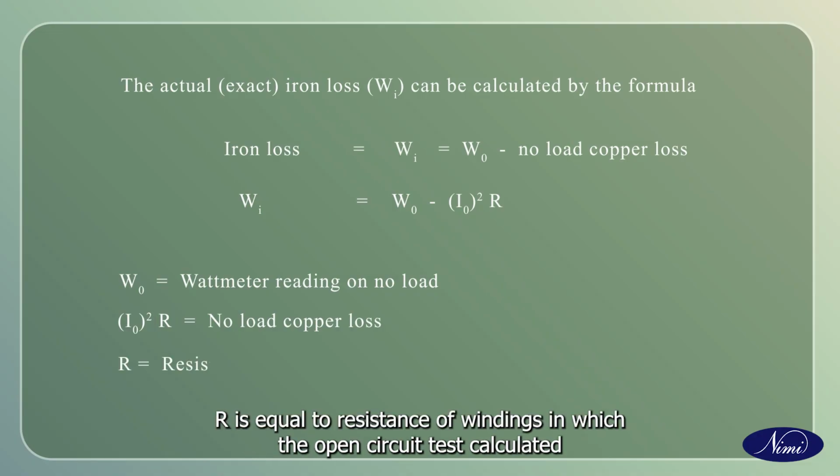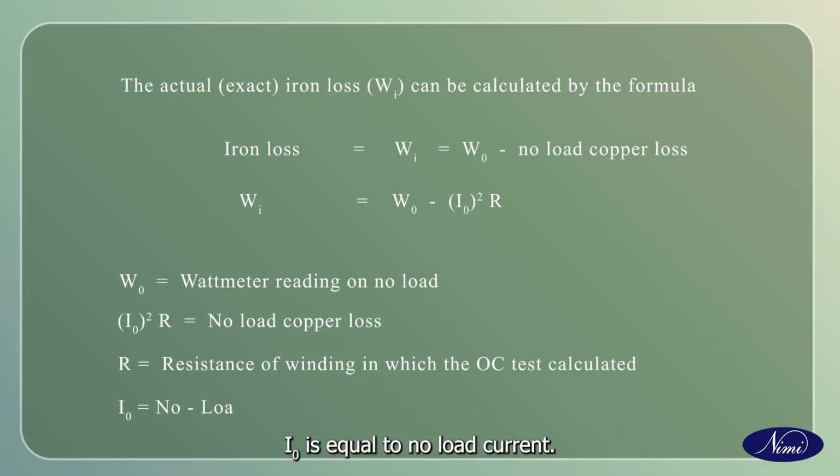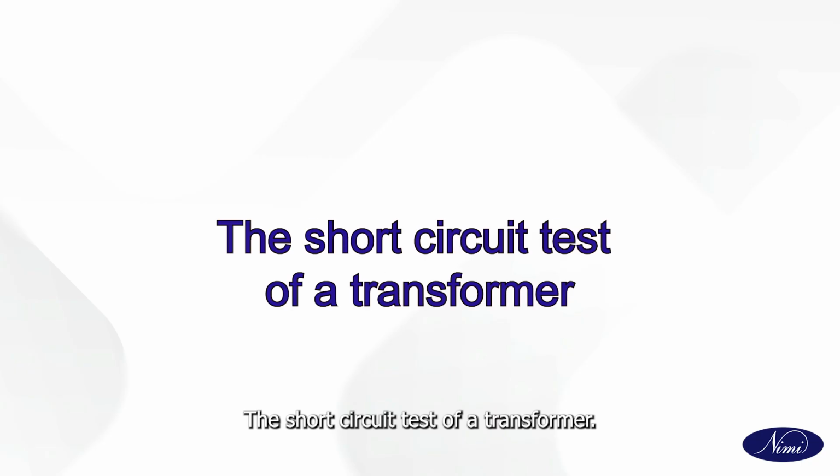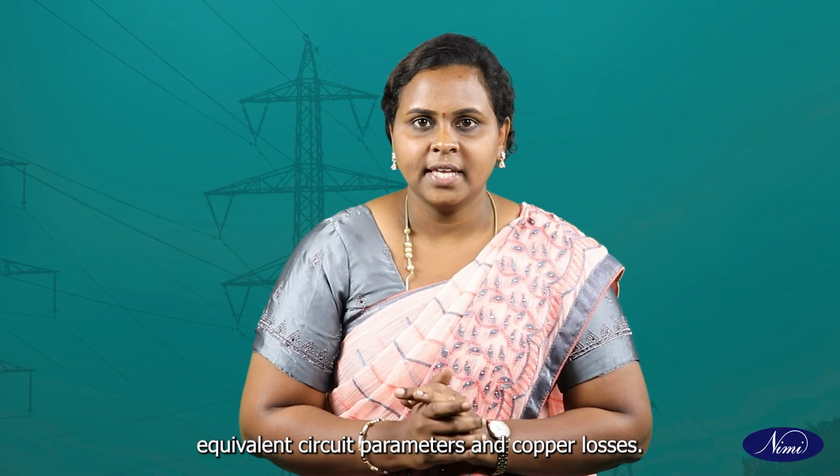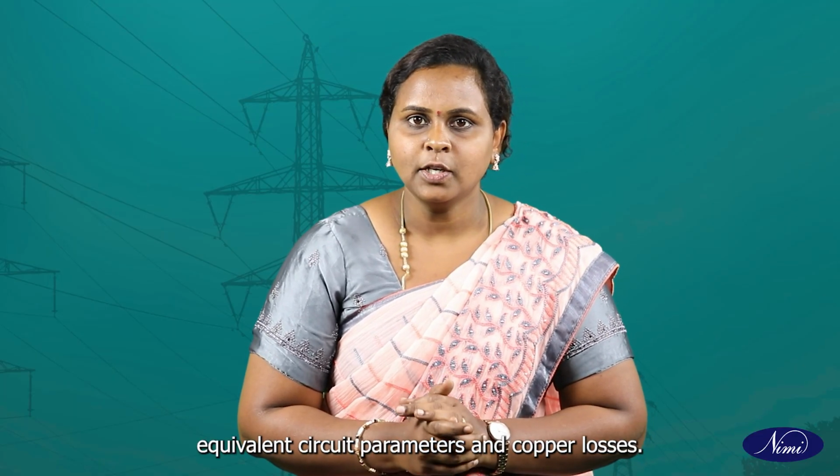R is equal to resistance of winding in which the open circuit test is calculated. I0 is equal to no load current. The short circuit test of a transformer. The short circuit test is required to determine the transformer equivalent circuit parameters and copper losses.